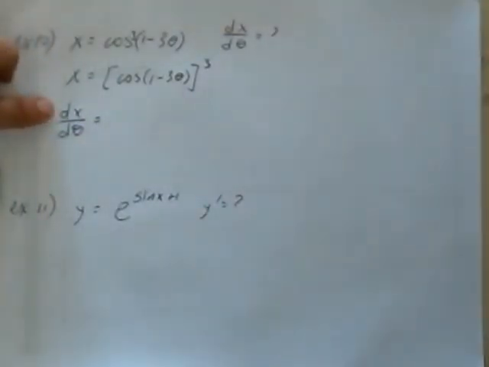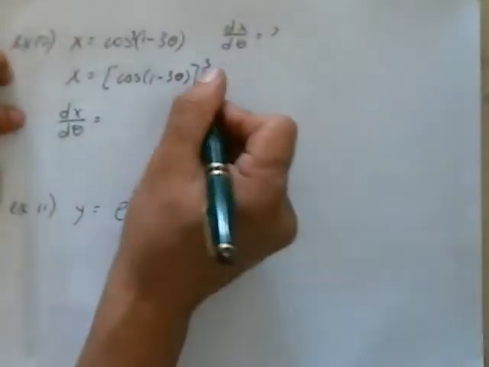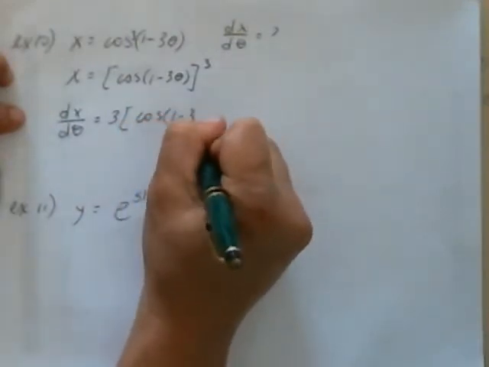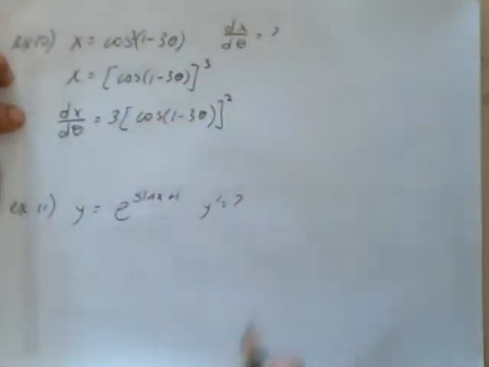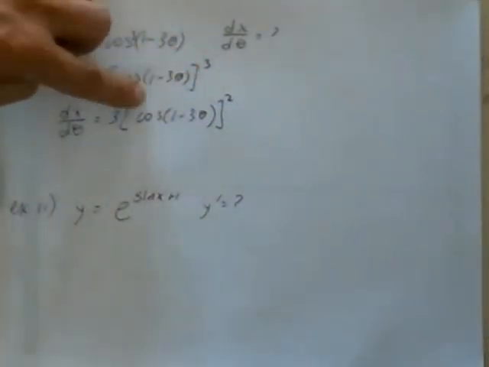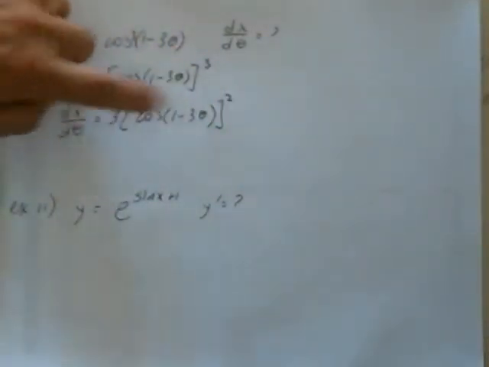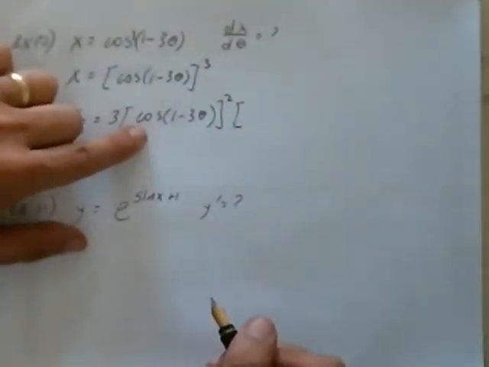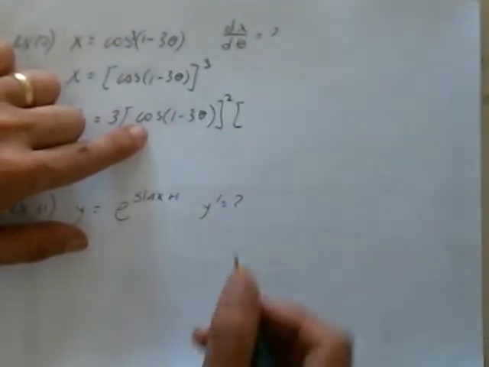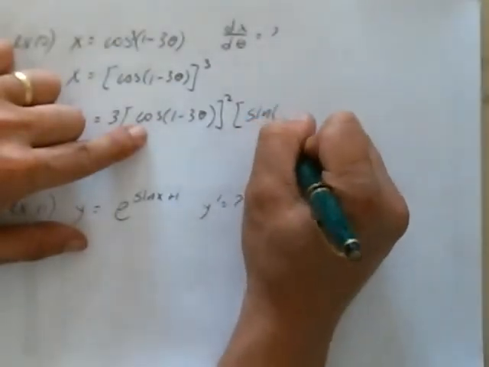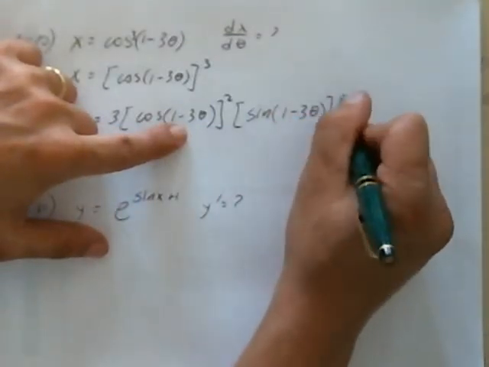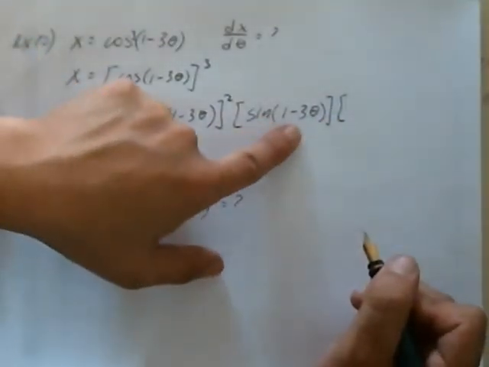The instantaneous change of x with respect to the instantaneous change of theta. That's dx d theta, that's the derivative. Bring it on down. Inside stays the same, cosine of 1 minus 3 theta squared. It's minus 1 right there. So you notice that the inside stays the same. Bring it on down, subtract 1, that's the power rule. We have to take the derivative of the inside, the cosine. The derivative of the cosine is going to be sine. The inside of that stays the same, 1 minus 3 theta, times the derivative of the inside of 1 minus 3 theta now.